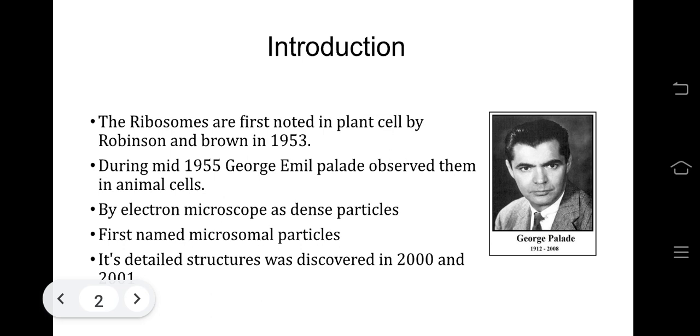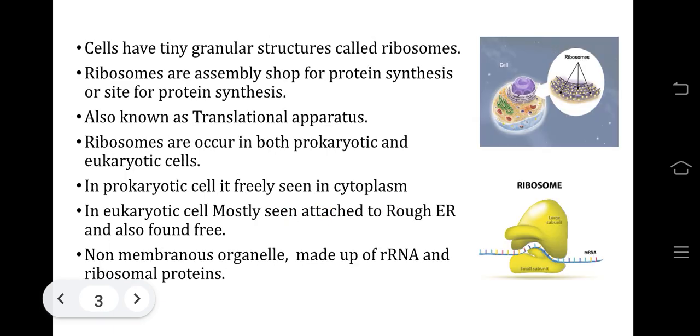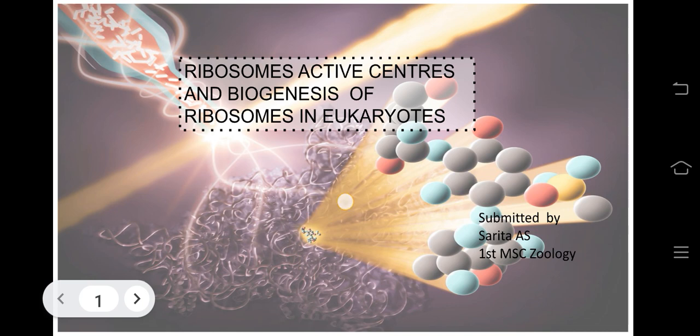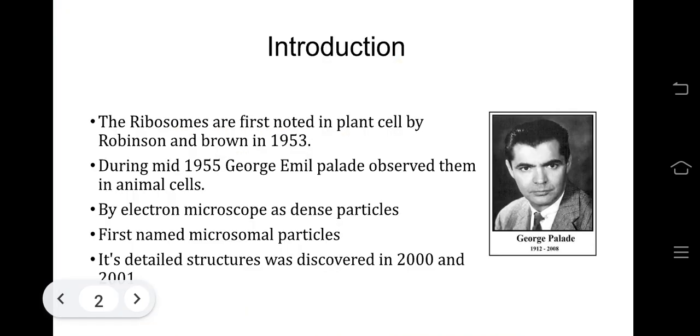Ribosome active centers and biogenesis of ribosome in eukaryotes. Introduction. The ribosomes were first noted in plant cells by Robinson and Brown in 1952. During mid-1955, George Emil Palade observed them in animal cells by electron microscope as dense particles, first named microsomal particles. Its detailed structure was discovered in 2000 and 2001.